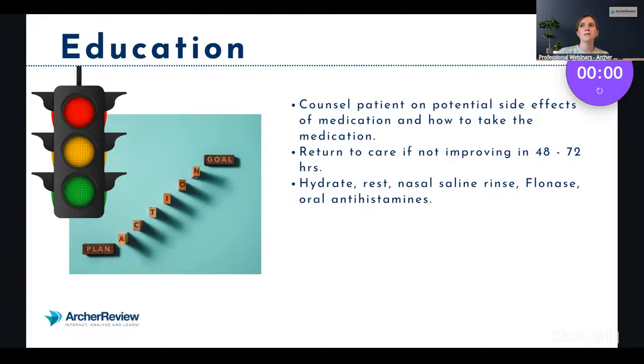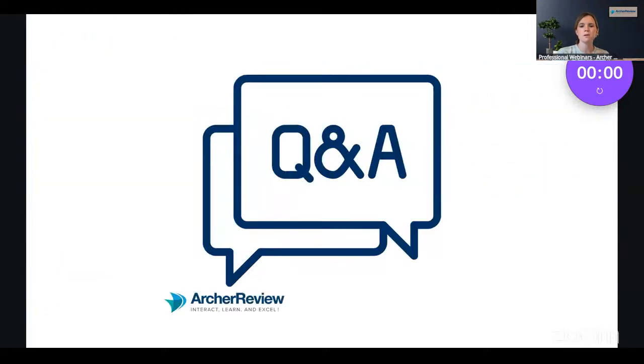And then again, they can continue to do the symptomatic treatment in addition to the Augmentin. So the hydration, rest, saline, they can do the Flonase, and you can do an oral antihistamine, again, if they also have the seasonal allergies going on.